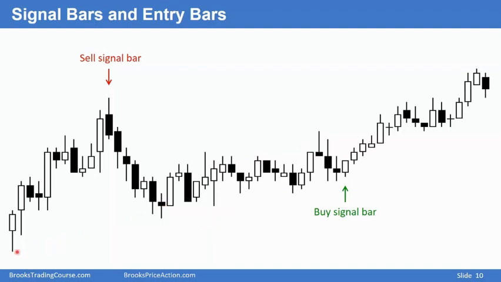This pullback held above the low of the bull trend. This might be a resumption of the bull trend. And here we have a decent buy signal bar closing on its high. So the traders will buy on a stop just above the high of that bar and get long here.